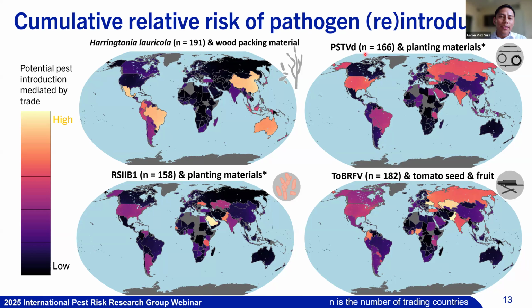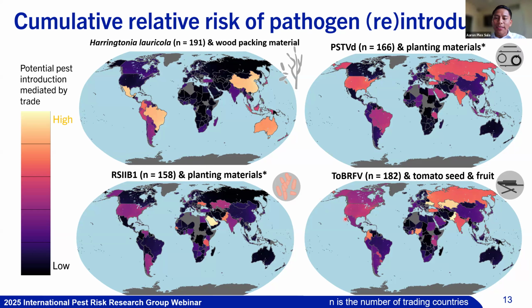For the case of potato spindle tuber viroid, we included planting materials, such as the movement of potato tubers and also asymptomatic ornamental species. For Ralstonia solanacearum, phylotype 2b and sequevar 1, we included planting materials, again, seed tubers of a potato and some ornamental species. For tomato brown rugose fruit virus, one of the high-risk factors for this virus is tomato seed, but we also included as a low-risk commodity tomato fruit.